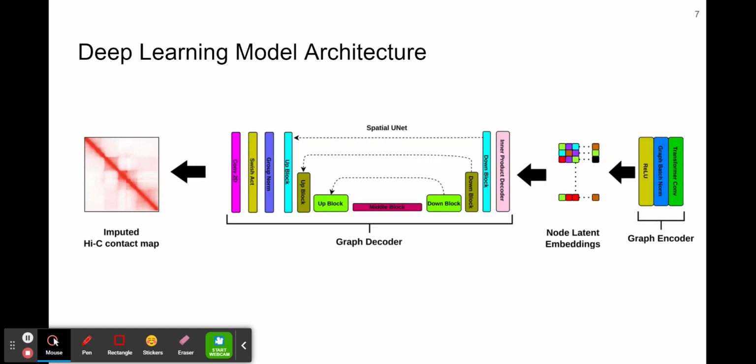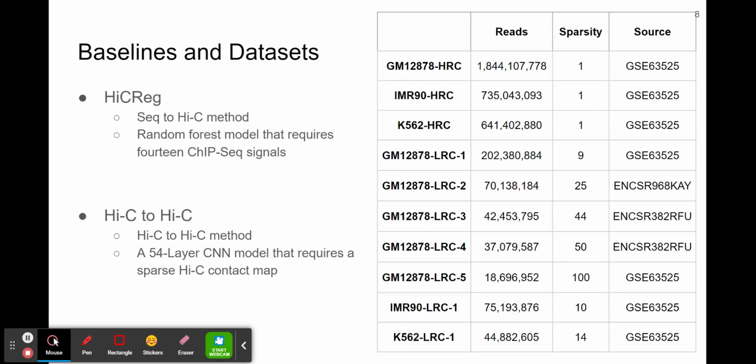our graph formulation. Next, we pass this graph to our graph encoder, which utilizes a graph transformer convolution to embed our graph in node-latent embeddings, which we pass off to our graph decoder, which utilizes a U-Net architecture to compute a dense Hi-C contact map. We train our deep neural network with mean squared error loss by comparing the output of our model with a dense high-resolution Hi-C contact map, and optimize our network to produce realistic, biologically informative Hi-C contact maps.